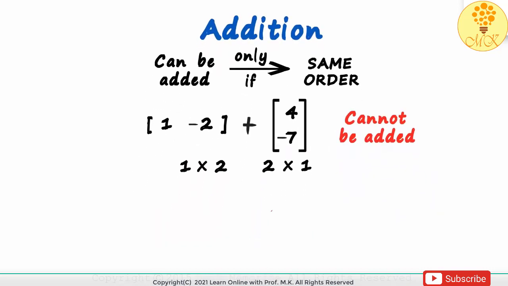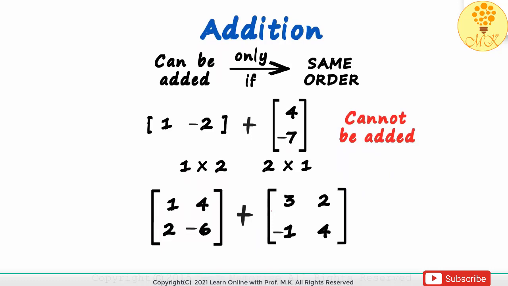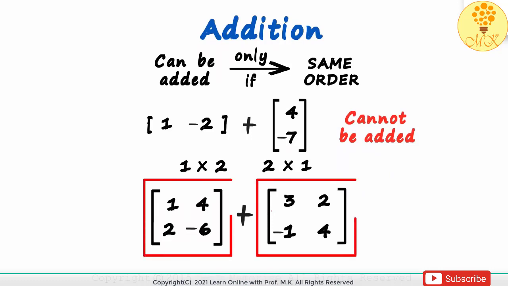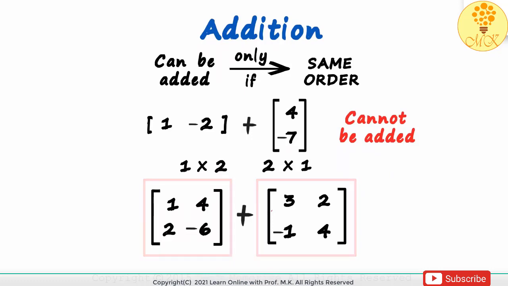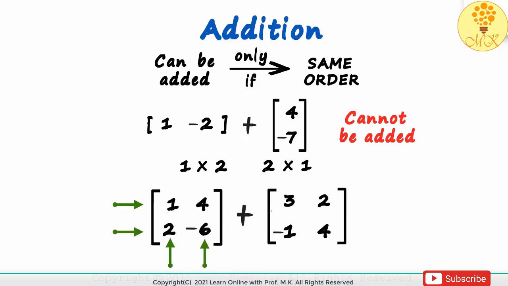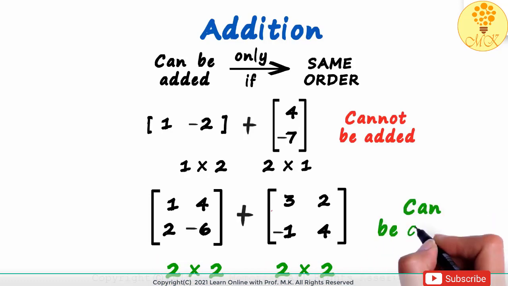Here's another example. Can these two matrices be added? Find the order of each and see if addition is possible. The first matrix has two rows and two columns. Its order will be 2 by 2. And the second matrix as well has two rows and two columns. Its order will also be 2 by 2. As the orders of both the matrices are the same, they can be added.